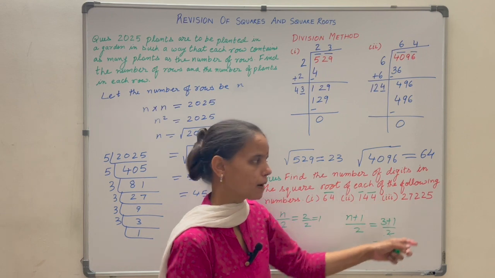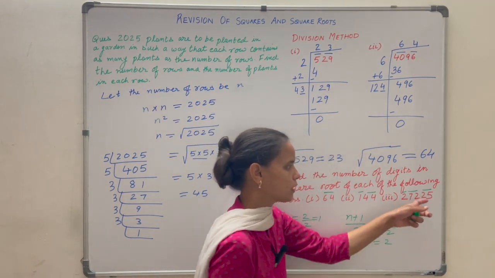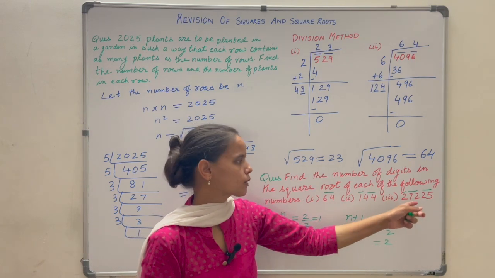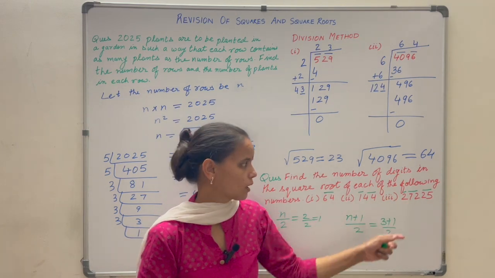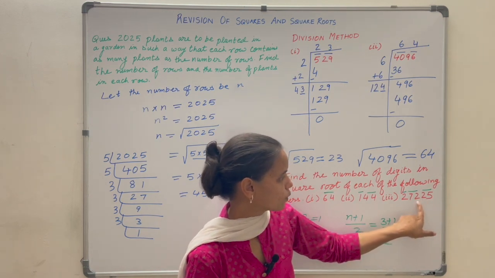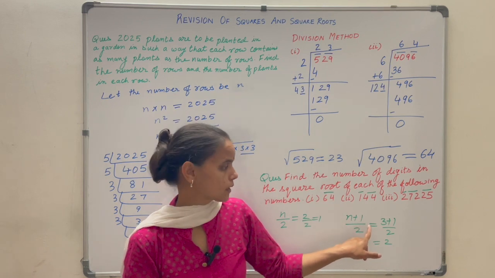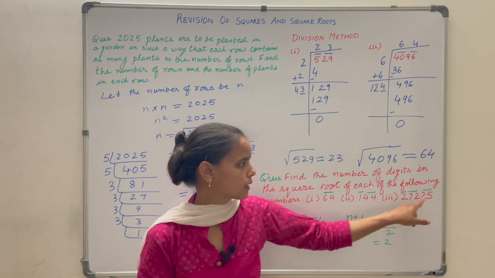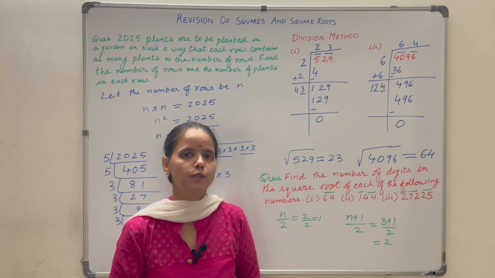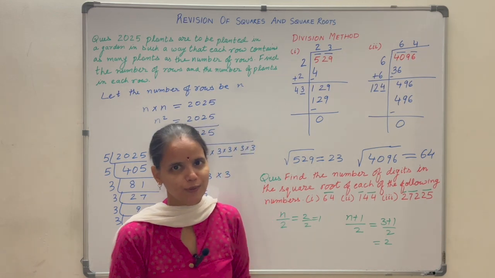Here let us place the bars now. 1, 2, 3. There are 3 bars. That means the square root is of 3 digits. So how many digits are here? Let us calculate with this method. 1, 2, 3, 4, 5. So 5 plus 1 is 6. 6 divided by 2 is 3. See? So with this method also you got the same answer. Whatever method you are convenient with, you can use it.